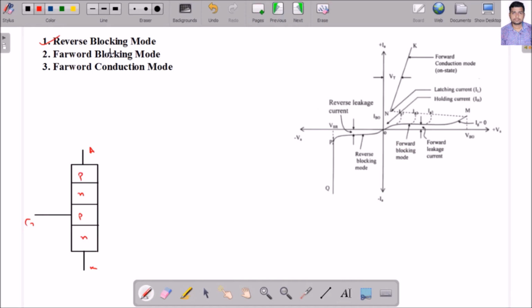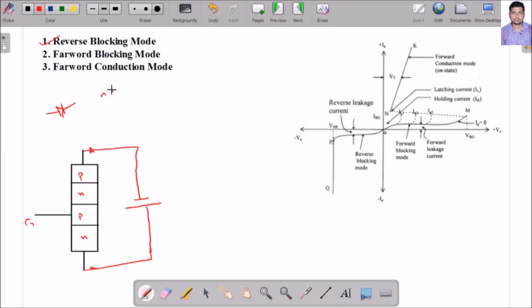So what is reverse blocking mode? Reverse means the anode is connected to negative and the cathode is connected to positive, then it is known as reverse blocking mode. Why blocking mode? Look, if I consider PN as a diode, then this is P and this is N, anode and cathode, but if I consider it in terms of junctions, then first is P and N.